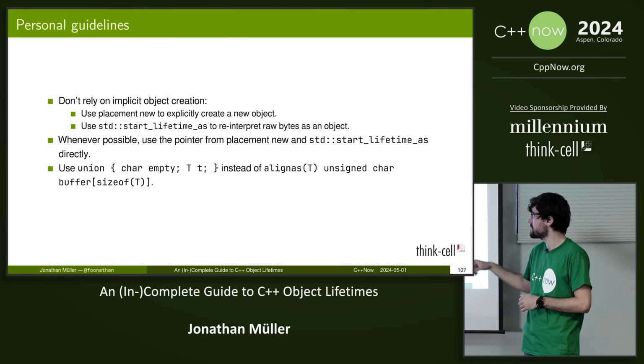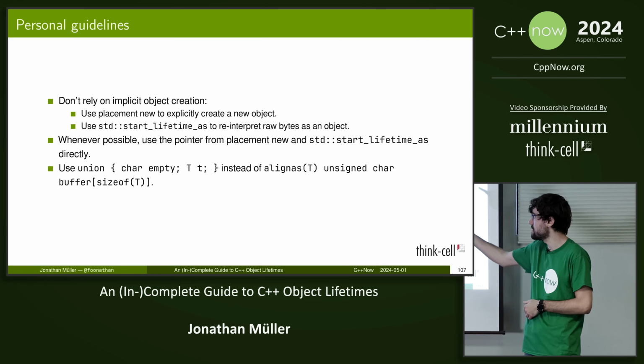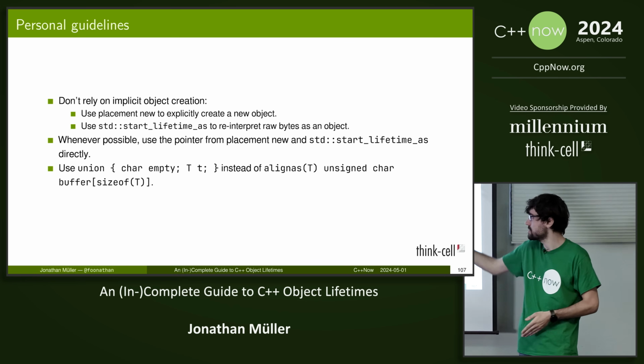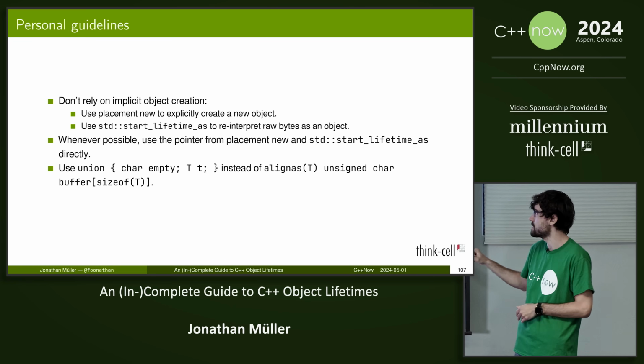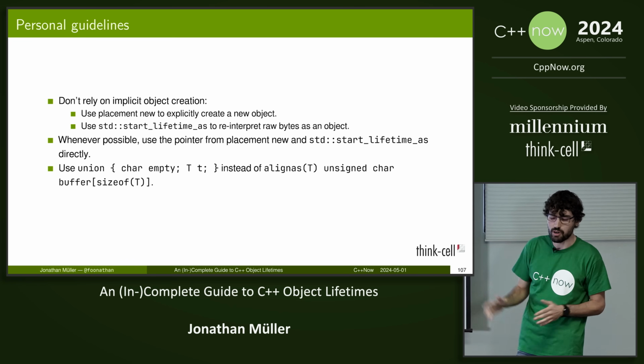And finally, don't use unsigned char buffers to do deferred construction. Then you get into weird annoyances with reinterpret_cast. Use a union of a char empty and the type T. This also works in constexpr in some situations. This is much nicer. You don't have to worry about any of the consequences.